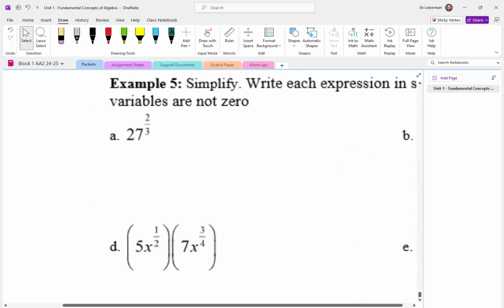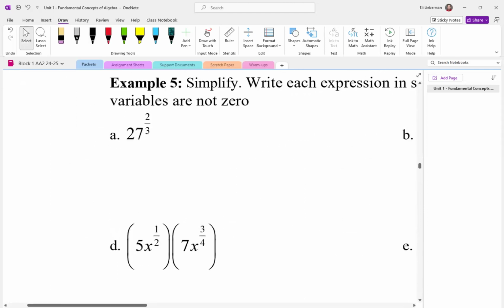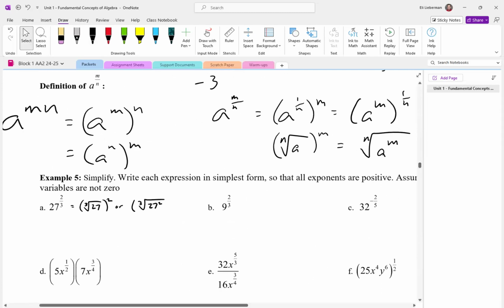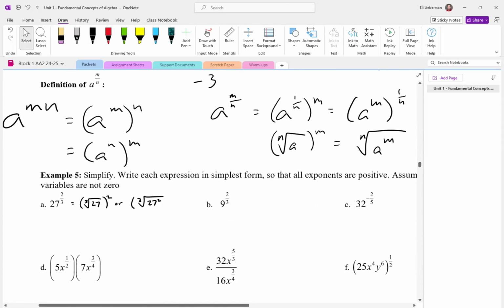So when you see something like this, 27 to the 2/3, you could think about it either as the cube root of 27, squared, or the cube root of 27 squared. Do you see how that follows directly from what I was saying before? Which one do you prefer? Discuss with your neighbor. How do you do these?